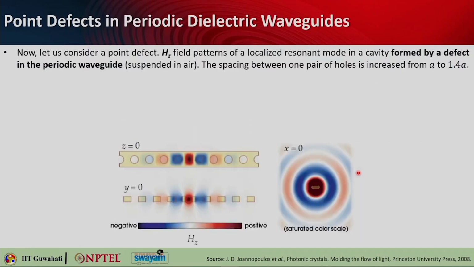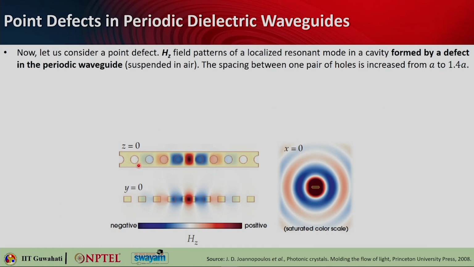Okay. Now if you want to introduce a point defect in this periodic dielectric waveguide, what can you do? You can make one of these holes a defective one. It means you can change the dimension of one particular hole, so that the spacing between one pair of holes can be increased, from say A to 1.4 A. So that way also you are introducing a defect.